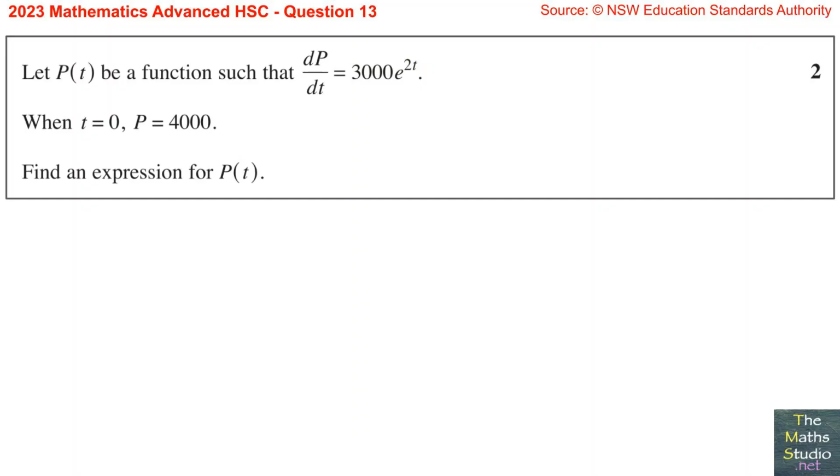Question 13. Let P of t be a function such that dP/dt equals 3000 times e to the power of 2t. When t equals 0, P is equal to 4000. Find an expression for P of t.